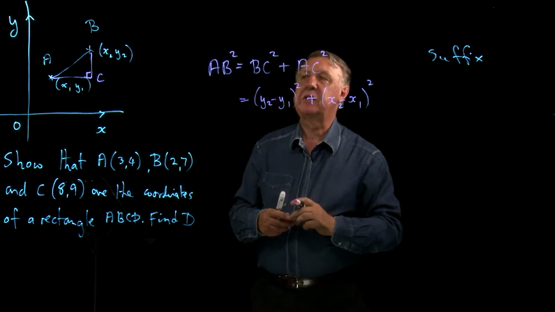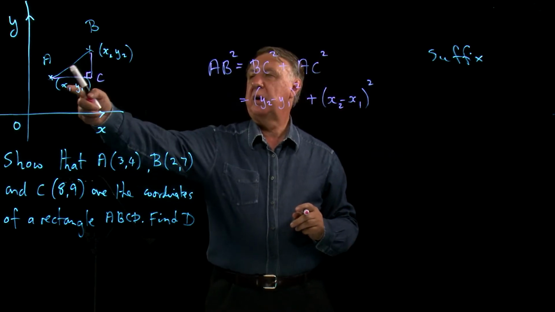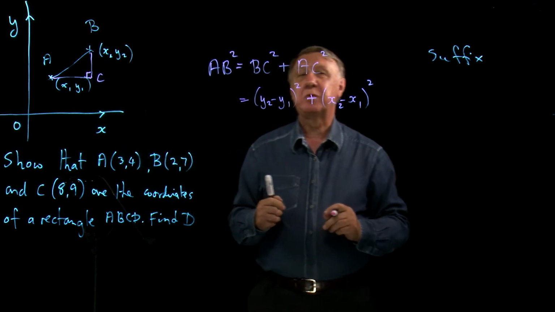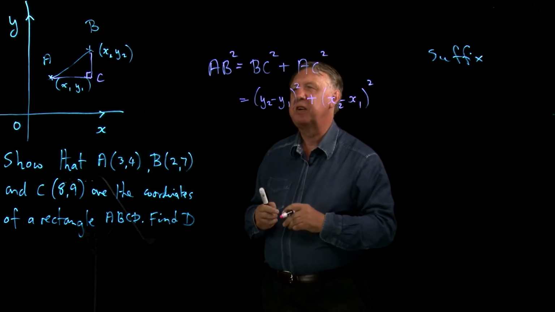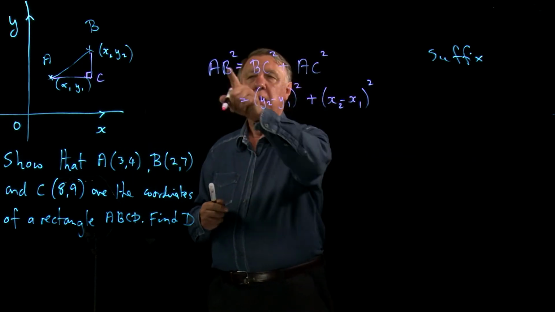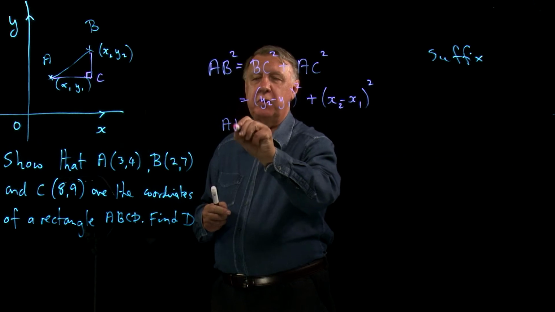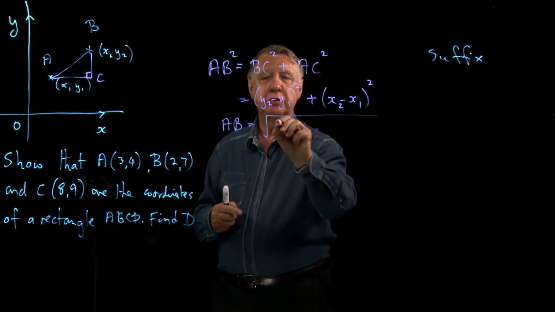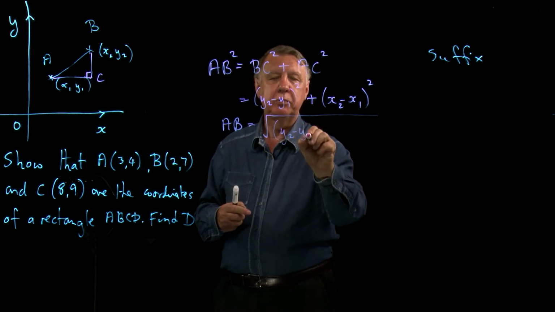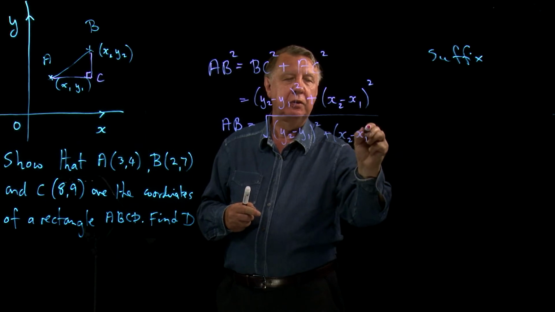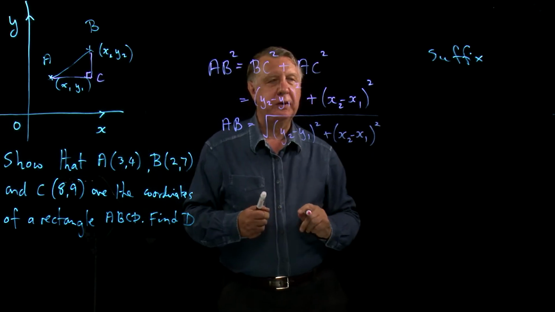By the way, it doesn't matter if you call the lower ones suffix 2 and the upper ones suffix 1, as long as you don't mix them up, which would be a very silly thing to do and you'd get in a terrible mess. Take the square root, and I've got my first formula. AB is equal to the square root of (y2 minus y1) squared plus (x2 minus x1) squared.